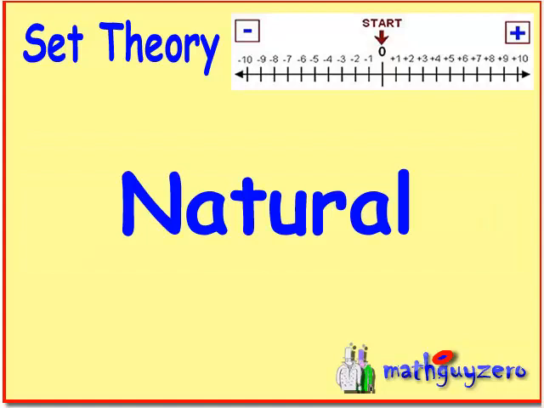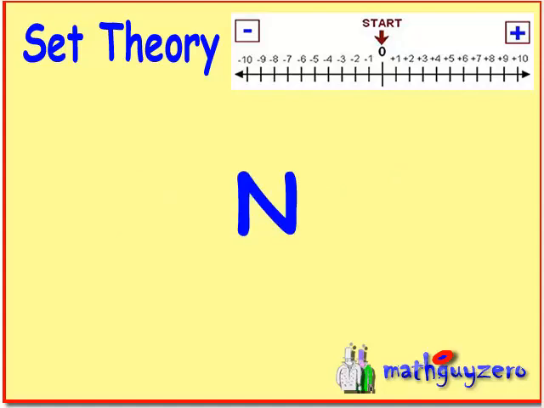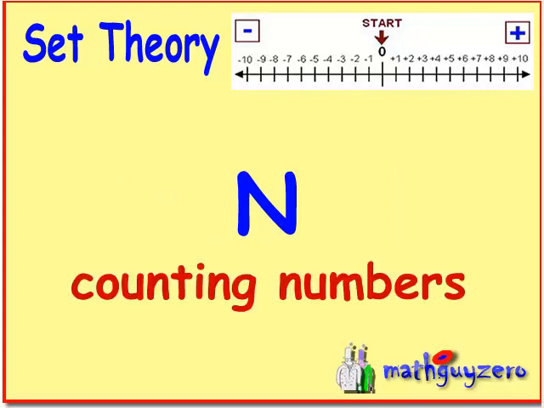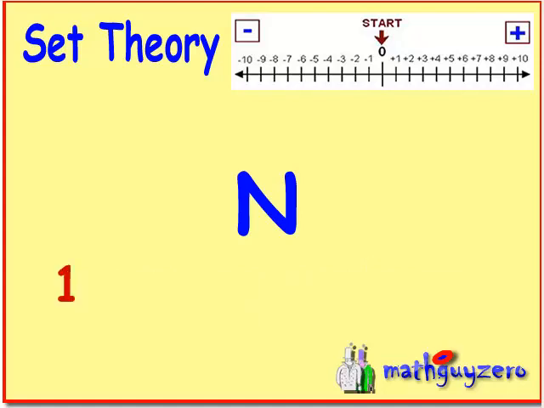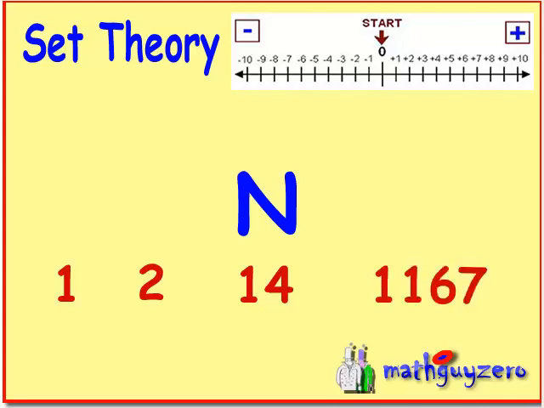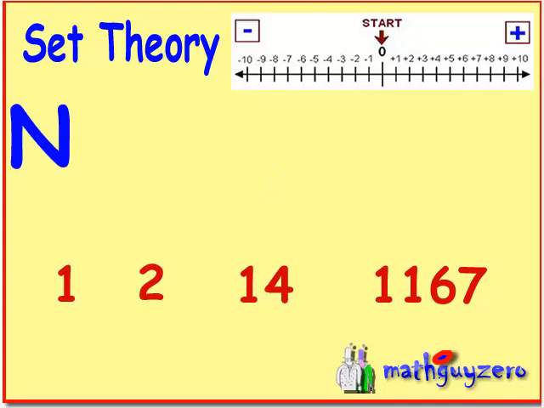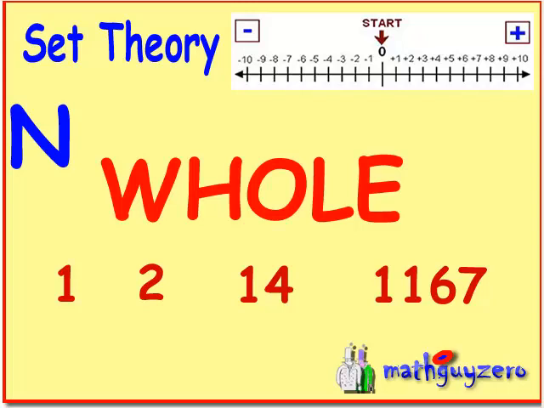The first set that we're going to talk about is the natural numbers. These were the first ones used, 100,000 years ago when people used to count sheep. So these are like the counting numbers. That's another way they were referred to. It's just the set of numbers that we would use to count. Right? 1, 2, 14. That big number, right? Anything that is used to count. Okay, so that's the set of natural numbers, and we use the capital N.